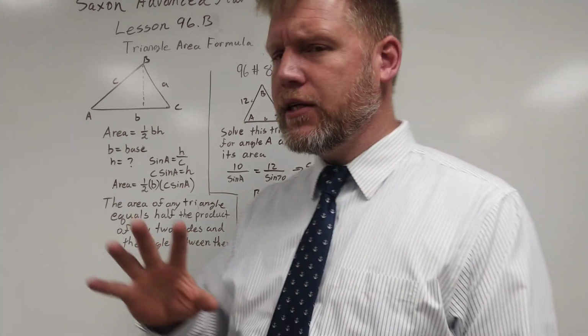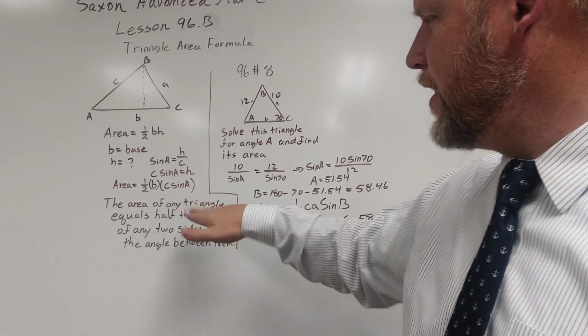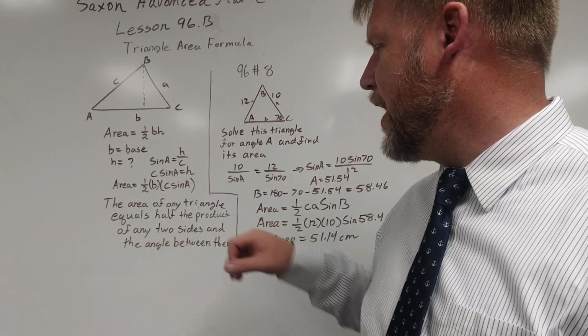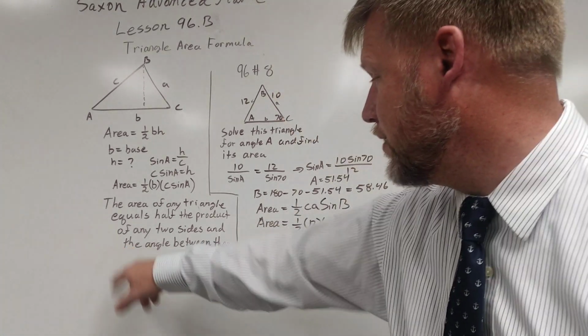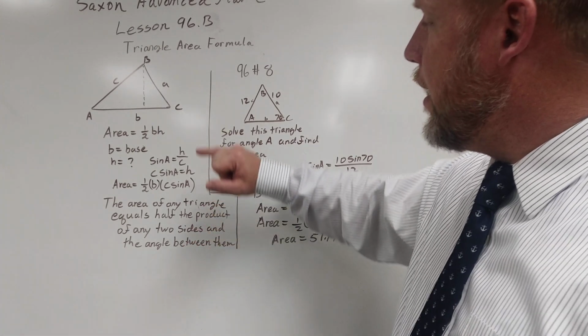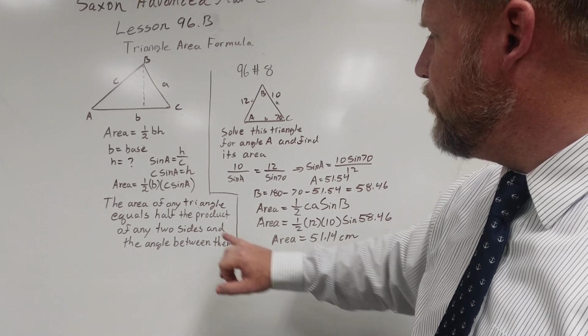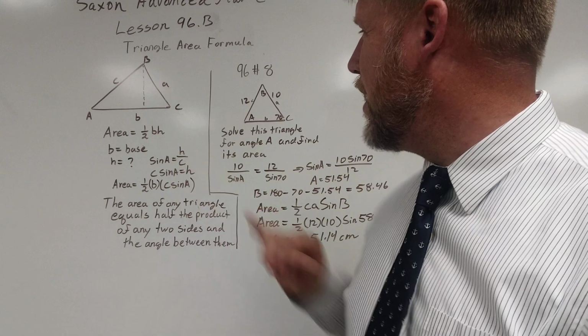Now, that leads us to a new triangle area formula, which says the area of any triangle equals half the product of any two sides and the sine of the angle between them. I'm sorry, that should say sine of the angle between them. When I do this, I look at it and realize that, okay, the sine of the angle between them, therefore this has to be the A. And I could do that with B or C as well.